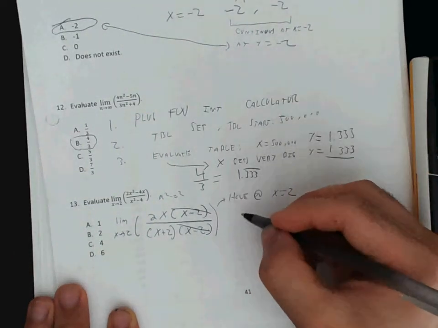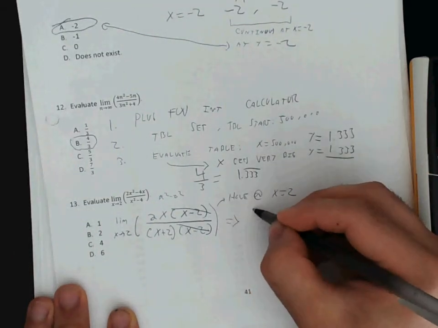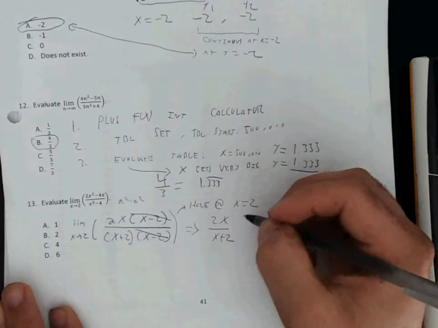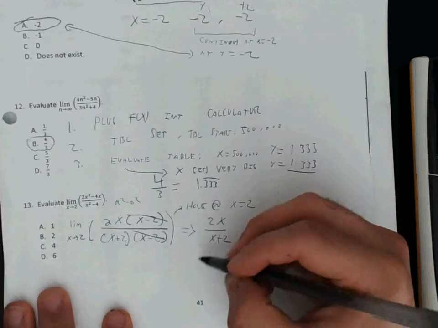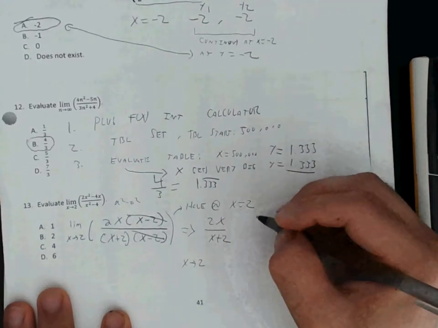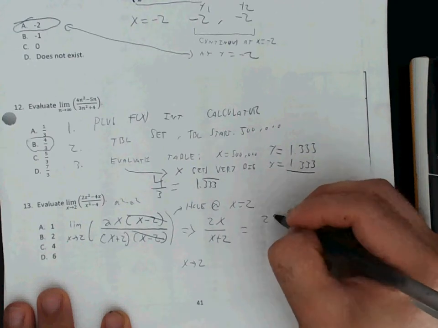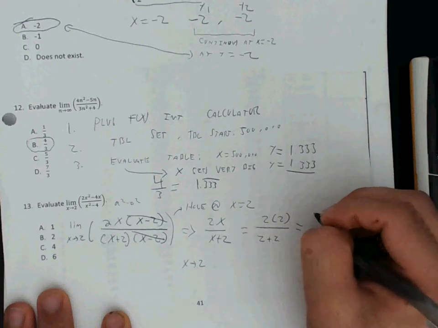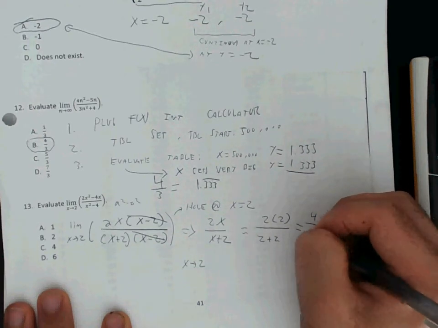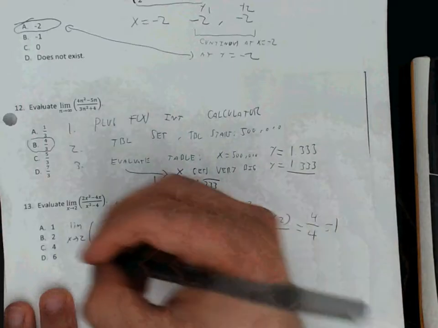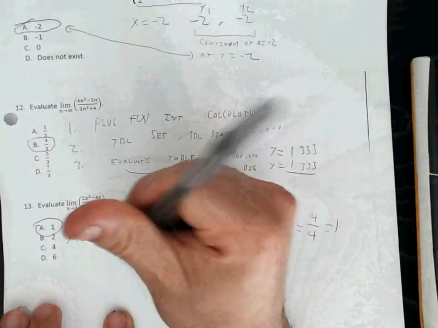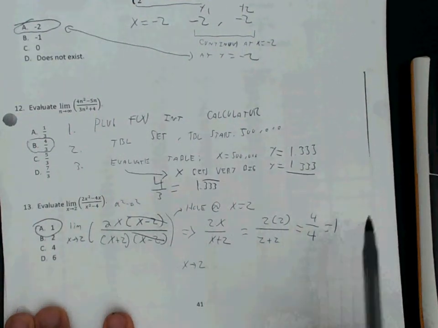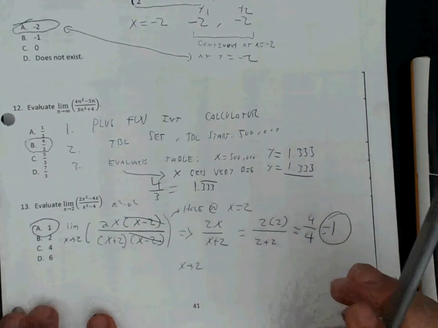And so then we end up having the function 2x over x plus 2. Now that we've canceled, as x approaches 2, this can be equal to 2 times 2 over 2 plus 2, which is equal to 4 over 4, which is going to be equal to 1. You can prove this with your calculator, but for rational functions, you cancel out and you evaluate. Alright, that's limits.